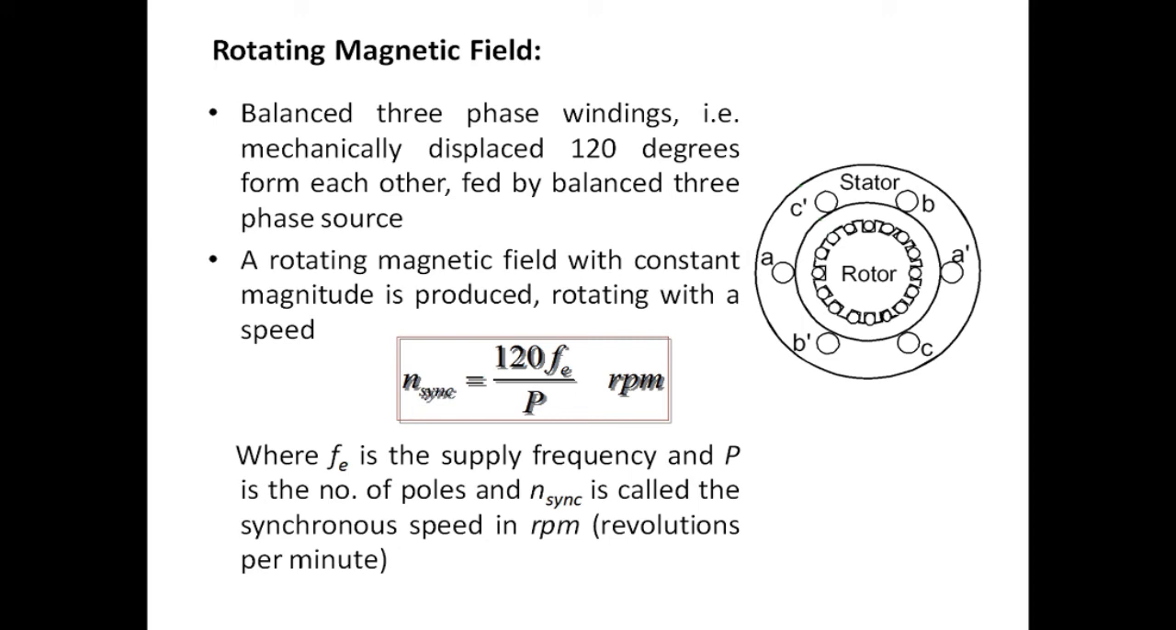So when I give the supply to the stator, current passes through the stator winding and it produces the magnetic field. That magnetic field is nothing but the rotating magnetic field. It rotates at the synchronous speed Ns. The synchronous speed depends on the supply frequency and the number of poles in the stator. That is called the rotating magnetic field.